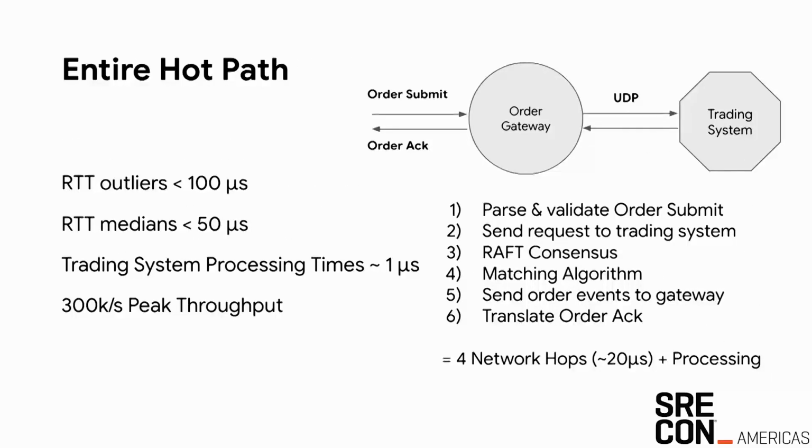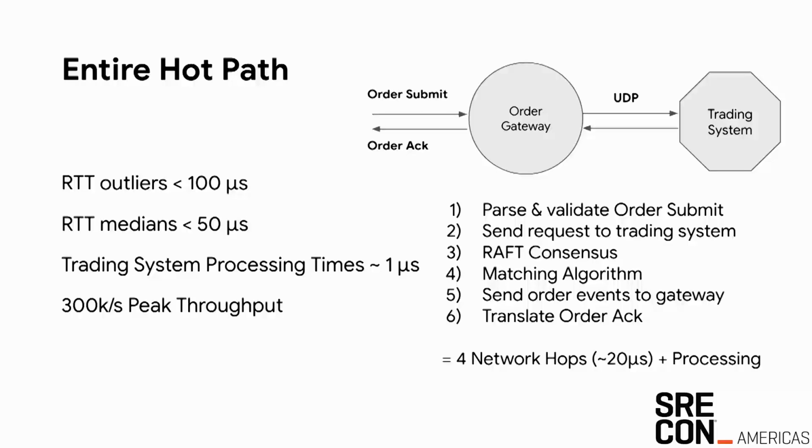So zooming out a little, this is what the entire hot path looks like for a system. We have an order submit from a client going through an order gateway, being parsed and validated, and sent as a request to the trading system. The trading system is going to do consensus, and once it gets quorum, it's going to run through the matching algorithm, generate any fills or order events, send it back to the order gateway to be translated via whatever protocol is being used, and send back an order ack to the client.